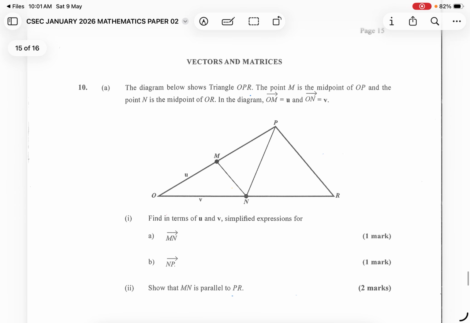Vectors and matrices. This is the last question on the exam. The diagram below shows triangle OPR.